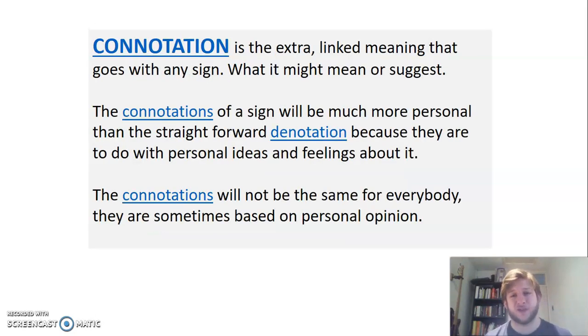Connotation then is the extra linked meaning that goes with any sign or image. So what it could mean or suggest beyond just what it is. So the connotations of a sign will probably be more personal than a straightforward denotation because they're to do with personal ideas and feelings about it. Connotations will not be the same for everybody. They are sometimes based on personal opinion, or they can be based on the things that other people have told you about this image or this thing that you're seeing that might be different from what other people think.